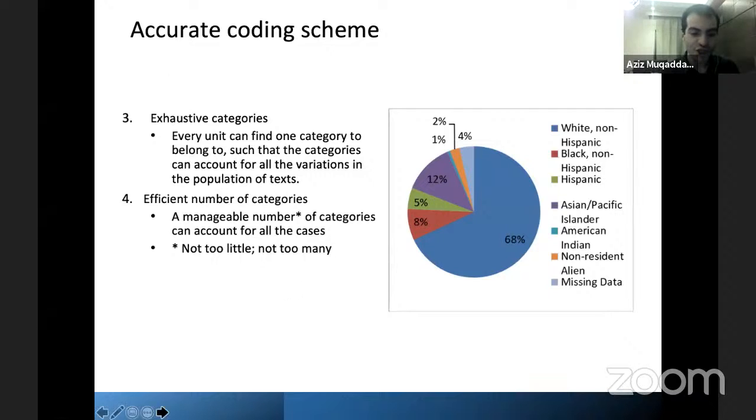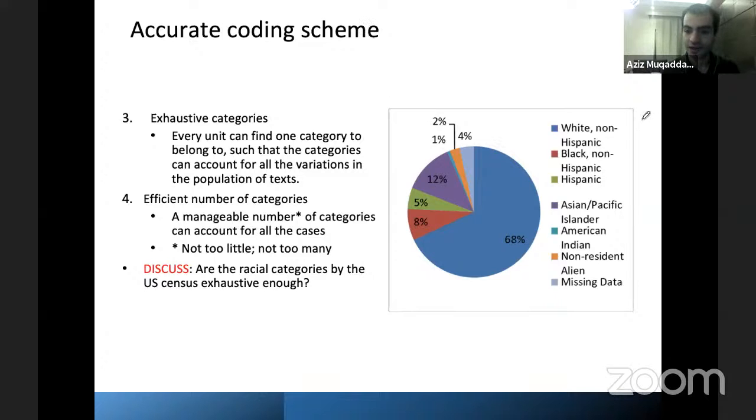A question here. Looking at the census, I hope you filled out the census last year. Are the racial categories by the US Census exhaustive or not? We have them right here: white non-Hispanic, black non-Hispanic, Hispanic, Asian or Pacific Islander, and American Indian or Native American. Are those categories exhaustive or not? No.